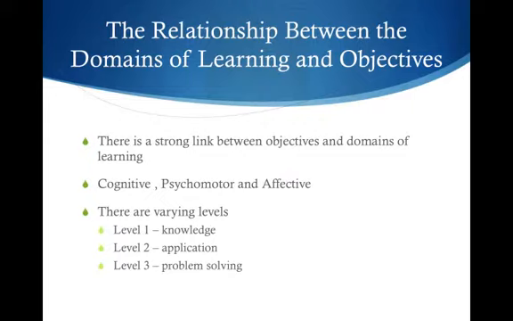The relationship between the domains of learning and objectives. There's a strong link between objectives and domains, and we just kind of talked about those: cognitive, psychomotor, and affective, and there are varying levels. So whenever you're looking at developing a rubric, there should be probably 3 levels. 1, do they have the knowledge base? 2, can they actually apply what you're looking for? And then 3, if we really threw a curveball in there, could there be some problem solving? And could that be assessed? Now those are all questions you have to ask whenever you're building a rubric.